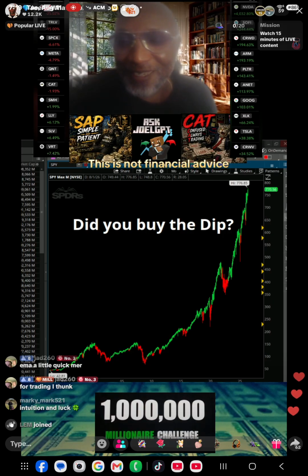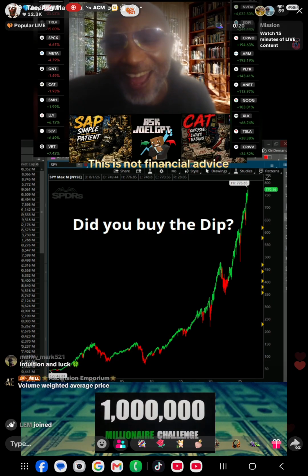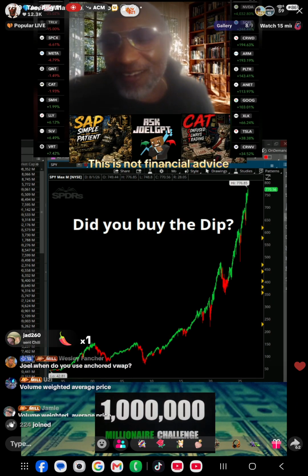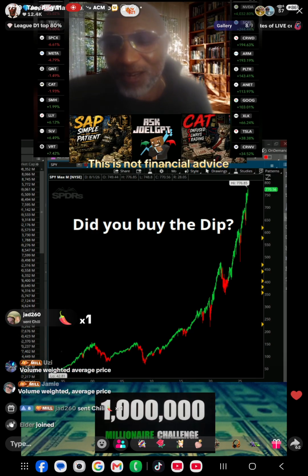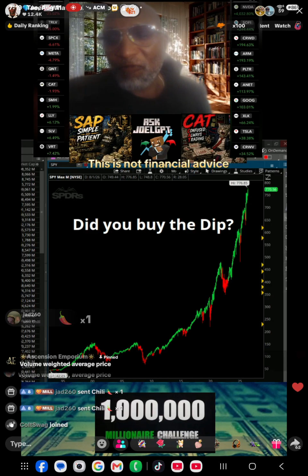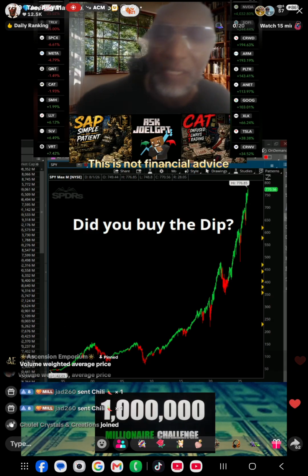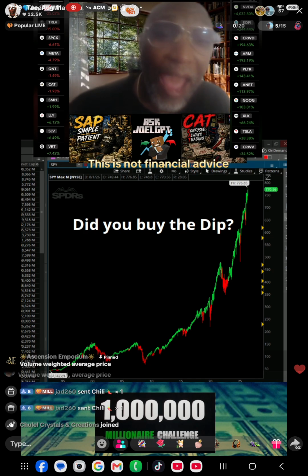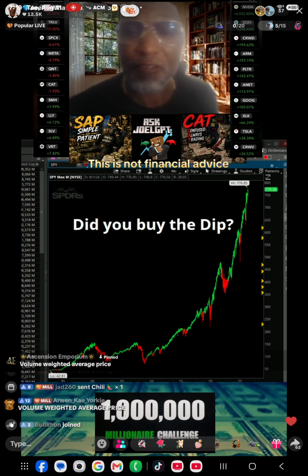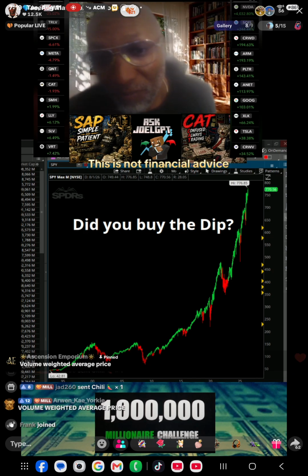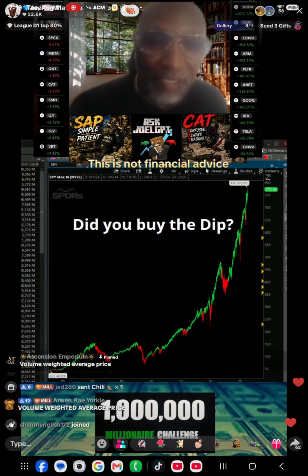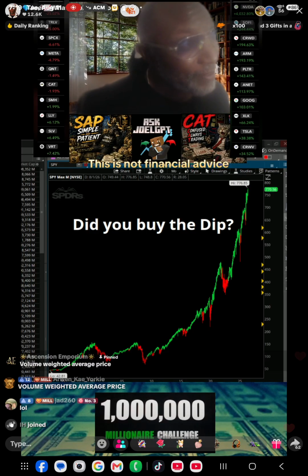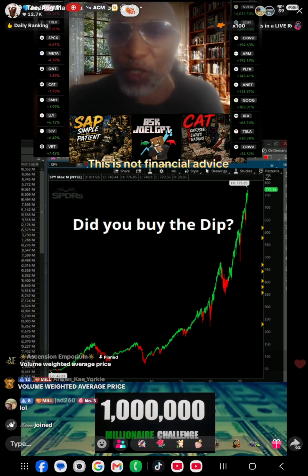You said intuition and luck. Hey, look, when you trade long enough, intuition and luck is great. All right, so guys, the VWAP stands for volume weighted average price. VWAP, volume weighted average price. So what are they doing?